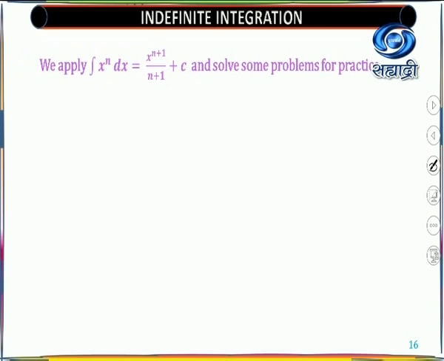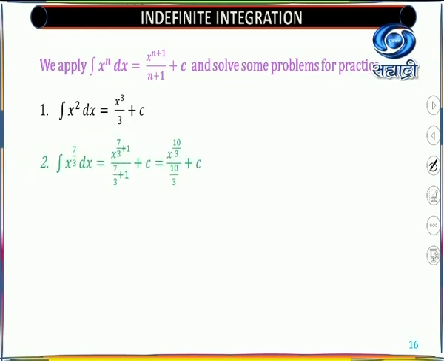Now we apply that rule. What is the first rule we take from that? Integration of x raised to n dx is equal to x raised to n plus 1 upon n plus 1, plus constant of integration. We'll take a few examples, that is x square dx, which is x cube upon 3 plus c. That means you have to add 1 to the power, it becomes 3 divided by 3.